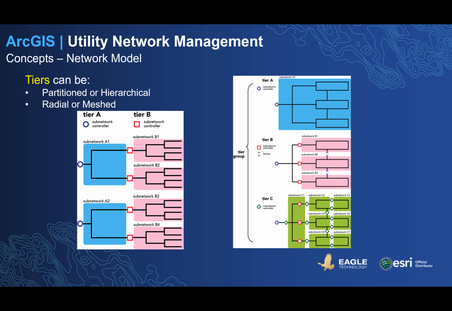Hierarchical tiers would generally be used for mesh networks like a water or gas distribution network, where each are defined by certain properties such as different districts, pressure, or isolation areas.